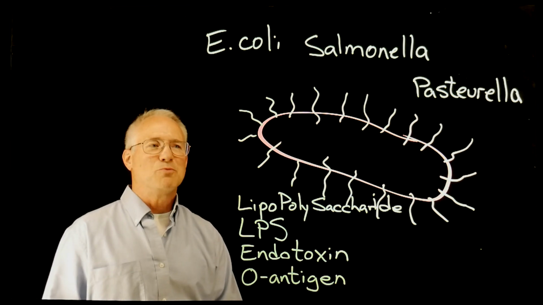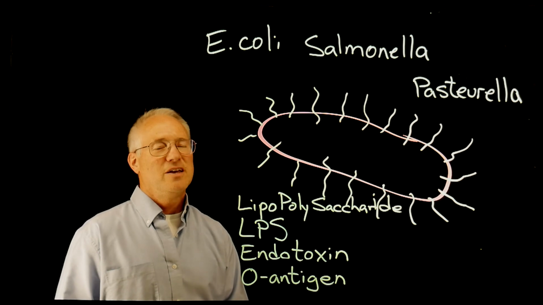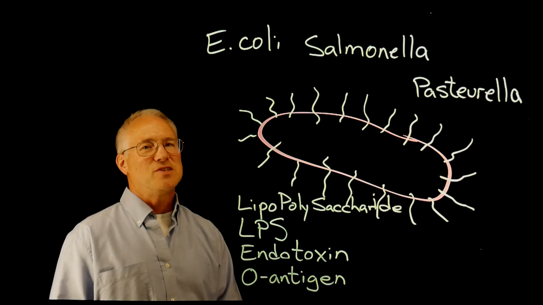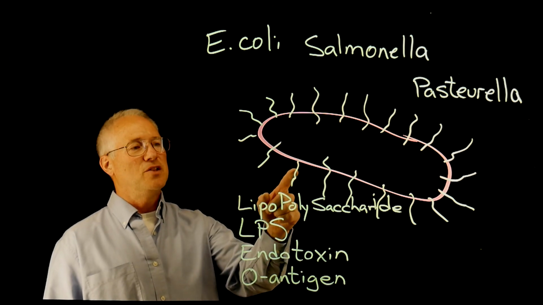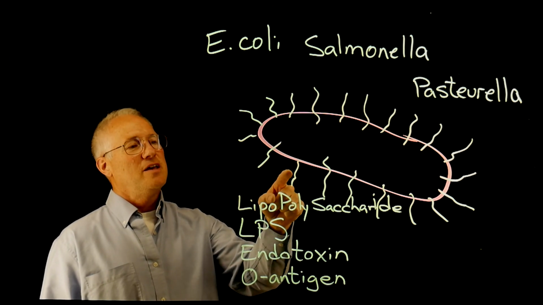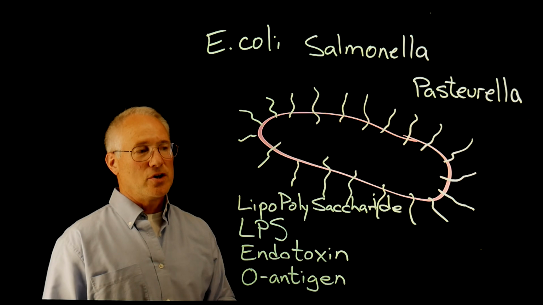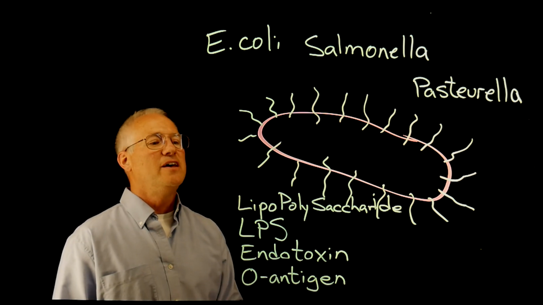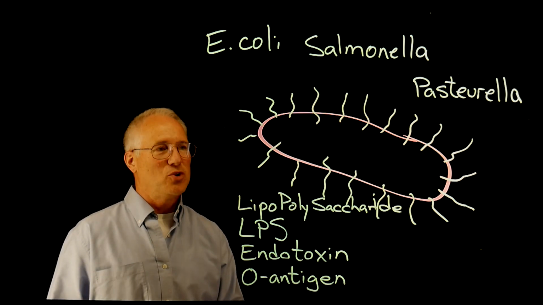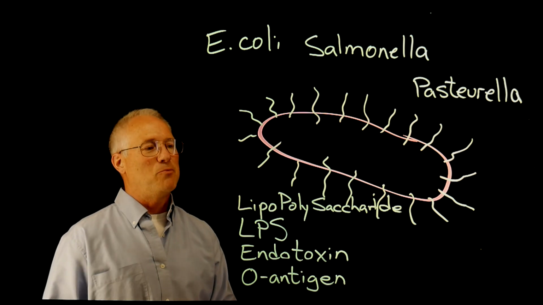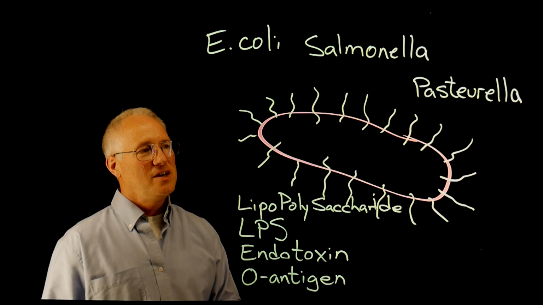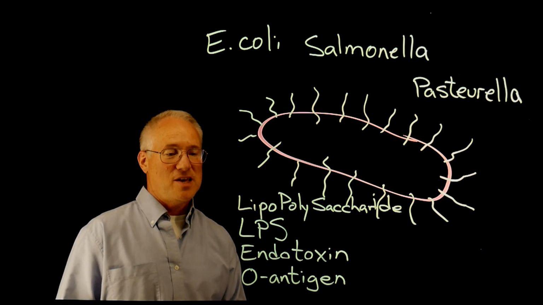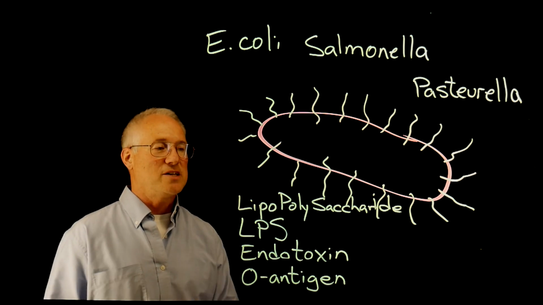When the immune system looks at a gram-negative bacteria, the most distinguishing characteristic that it's going to recognize and remember is the lipopolysaccharide. That's a long-chain sugar, or polysaccharide, attached to a lipid molecule called lipid A in the cell membrane. We also call this LPS. Another name for lipopolysaccharide is endotoxin.